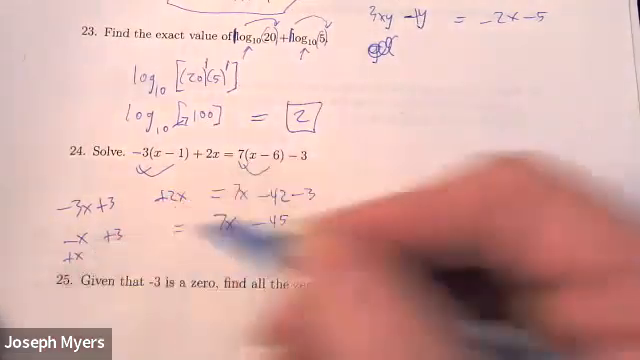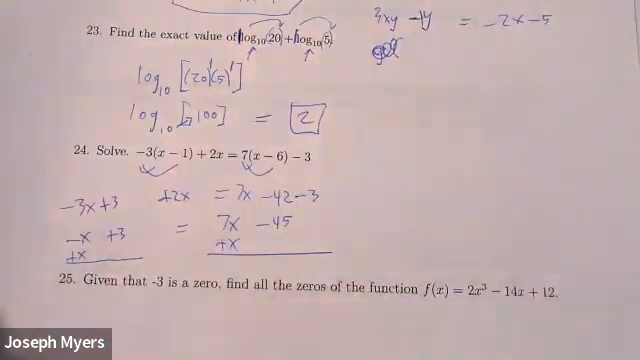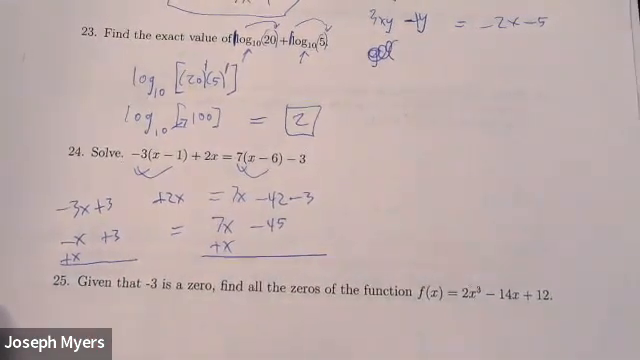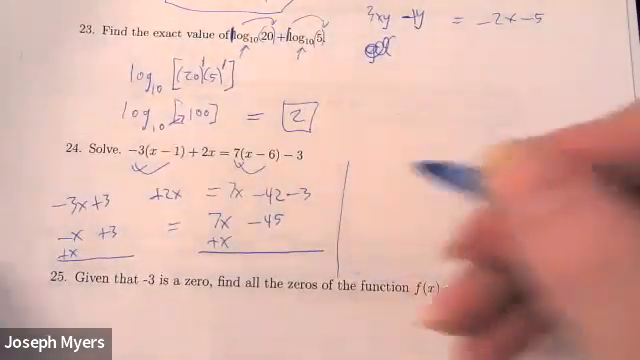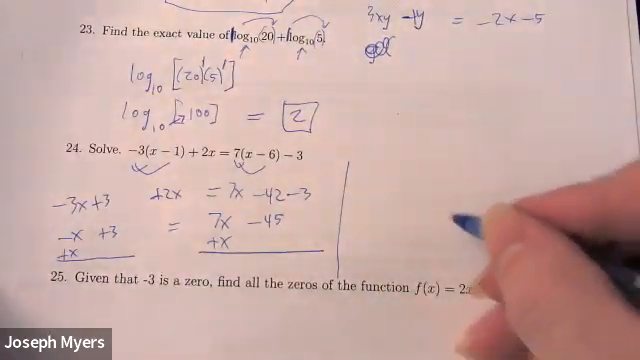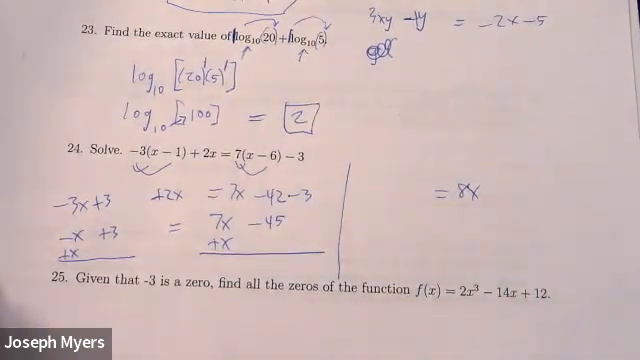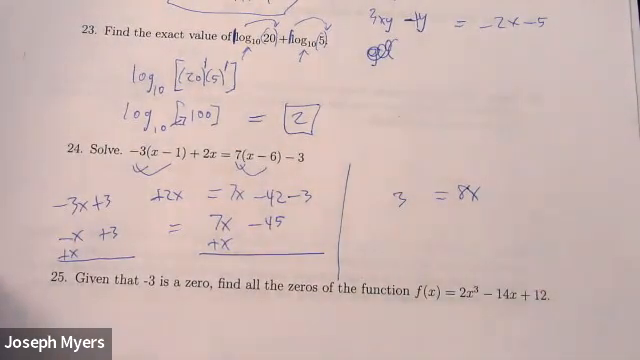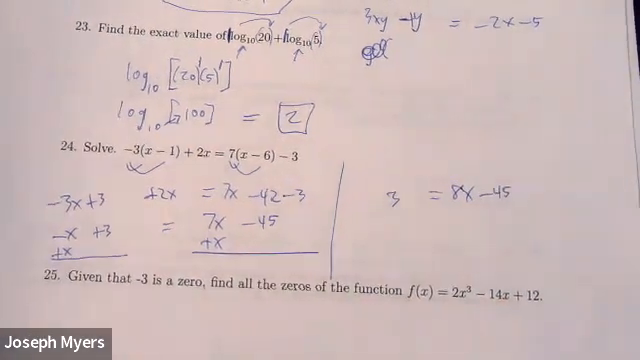So I'm going to get rid of the littler x because that saves you a little bit of work if you get rid of the littler one. So if I add plus x to get rid of the negative x, what's left on the left side? 8x. On the right side, it's 8x. And on the left side, what's left? 3, correct. And then what else is on the right side? Correct. So I'm left with that.